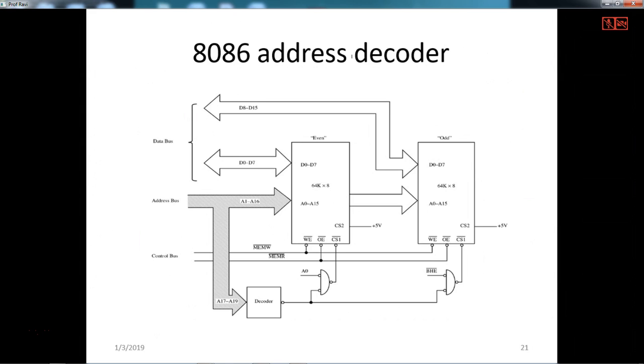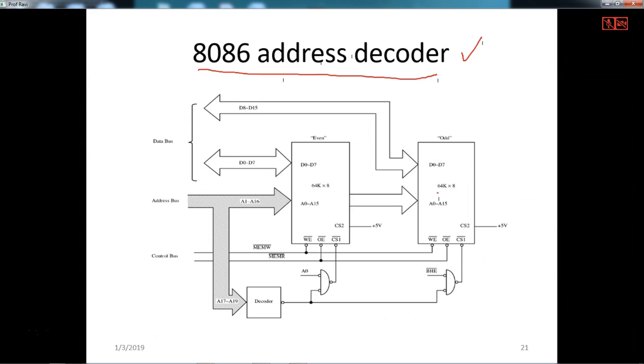So we need a decoder here. Now it's very important. If you understand this, then you can interface memory to the processor when you are designing a system based on the 8086. If you understand this, your i3, i5 and all is very easy.